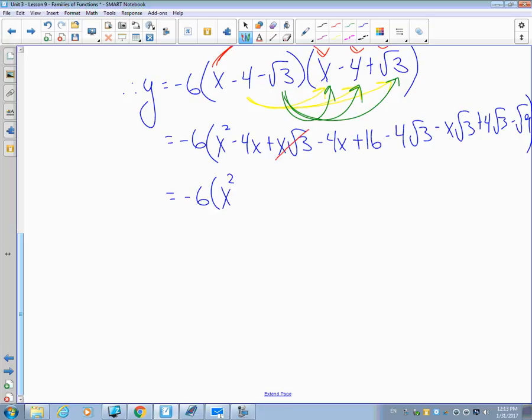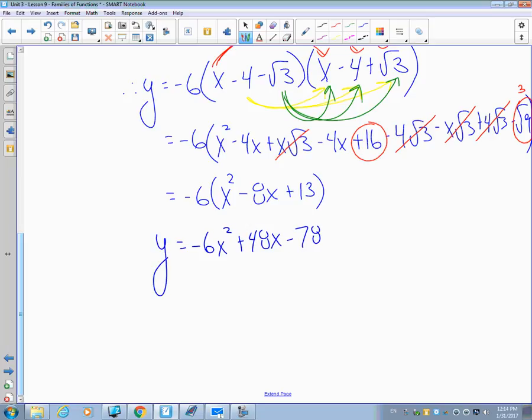And I can tell you right now, if you're on the right track, the roots will cancel out. So this root and that root have opposite signs. The 4 and the 4 have opposite signs. So when I collect, I get negative 8x, and then I have the plus 16 and the minus root 9, which we know is just the number 3. So in other words, plus 13. And I can multiply that 6 in, so 6x squared, minus 48x, and plus 78. And there's standard form. Even though it started with roots, it should never end up with roots. They should cancel each other out.